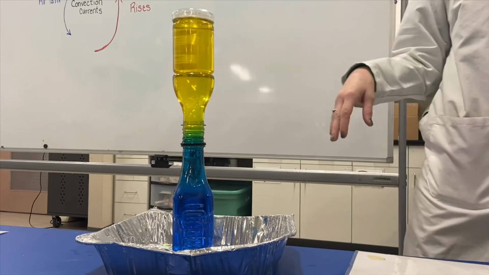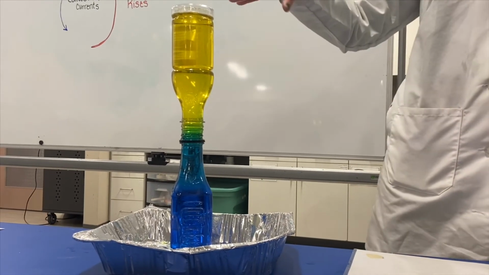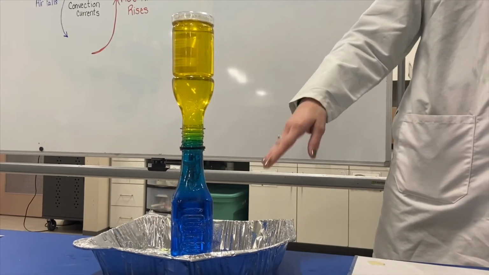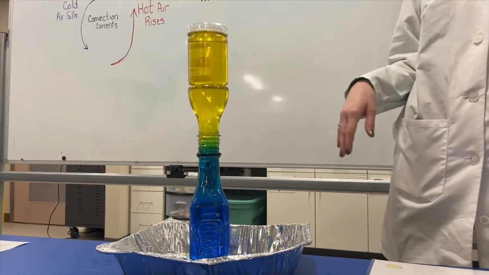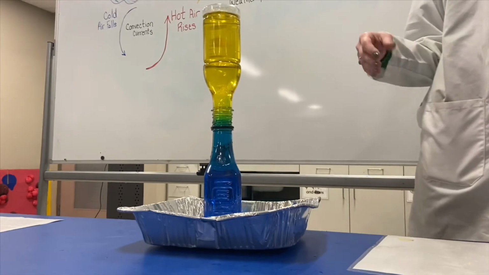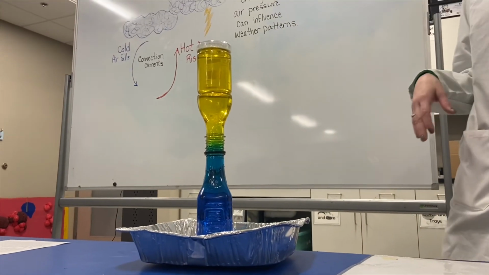This is called temperature inversion, where the hot stays where it is, the cold stays where it is, and they stay separated from one another. This is what we see a lot in the colder months during winter time. We don't see a lot of mixing in the air temperature.